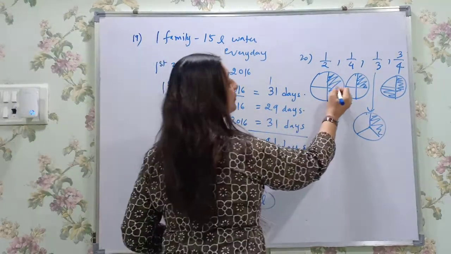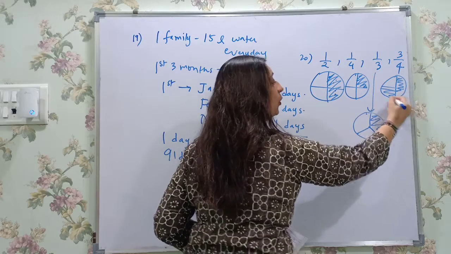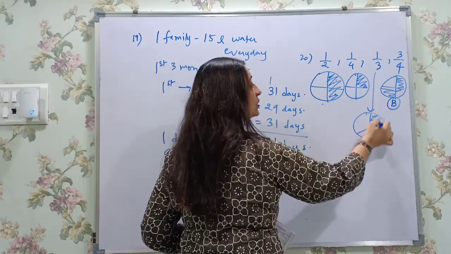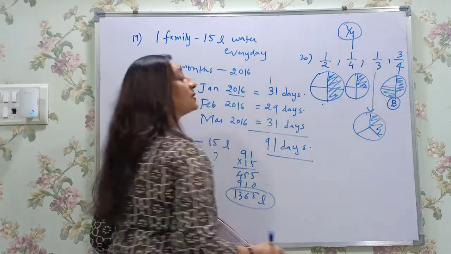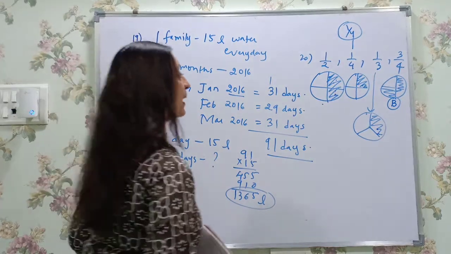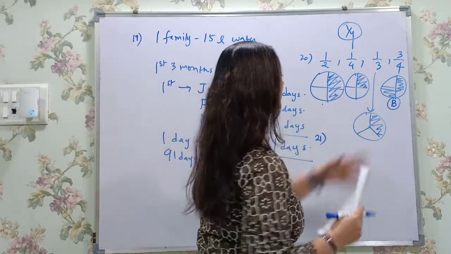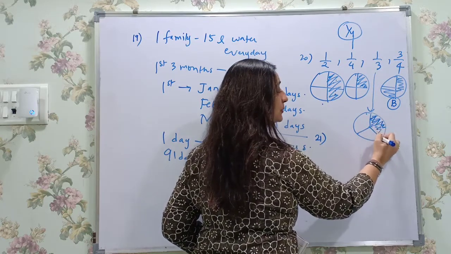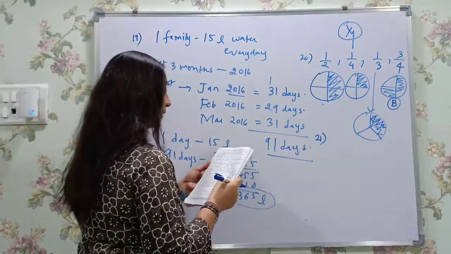Just see, half is definitely bigger. 3/4 is very big. This is the biggest of all four. This is next. So what has to be the smallest? 1/4. 1/4 is the smallest fraction, the smallest part, because 1/3 is also bigger than 1/4. 1/4 is just this much, but this is bigger than 1/4, no? So 1/4 is the smallest part.